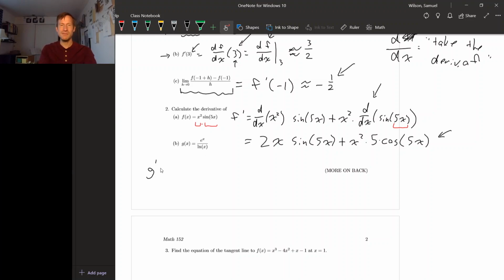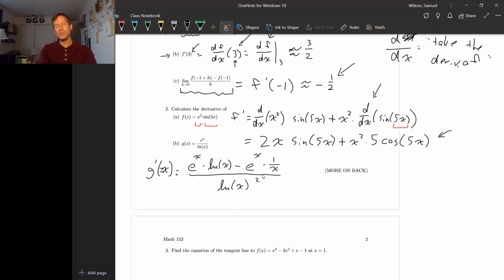So g prime of x is the derivative of the top, so the derivative of e to the x is e to the x, times the bottom with no derivative, so natural log x, minus the top with no derivative, that's e to the x, times the bottom with the derivative, derivative of natural log x is 1 over x, all divided by the denominator squared, so natural log x squared.